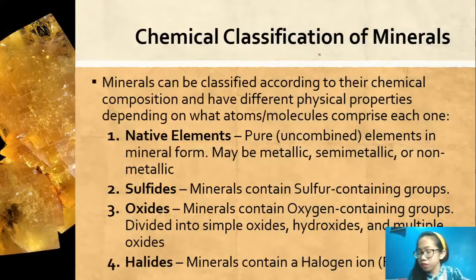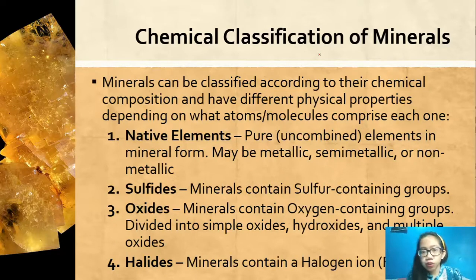Okay. So you can classify minerals in different ways, and one of which is through the chemical composition. So there are minerals which are first made up of native elements. When we say native elements, they are undiluted, pure, or uncombined minerals. So for example, iron. It's just a chunk of iron, and that's an example of a native element mineral in metallic form. We also have sulfides, so sulfur containing groups.